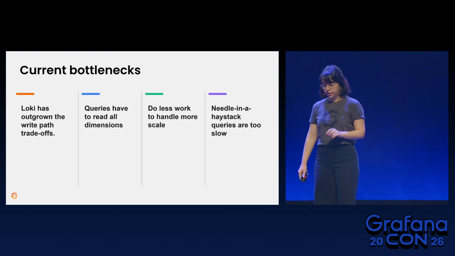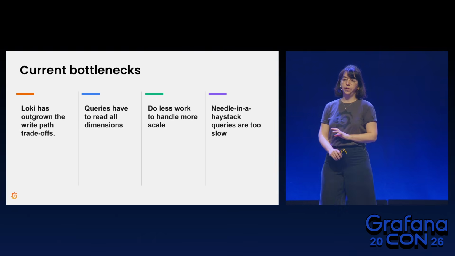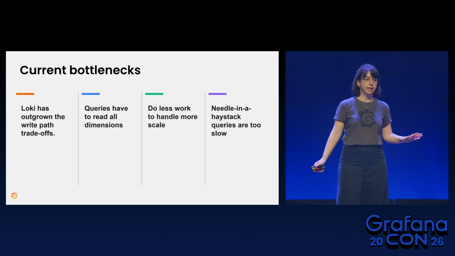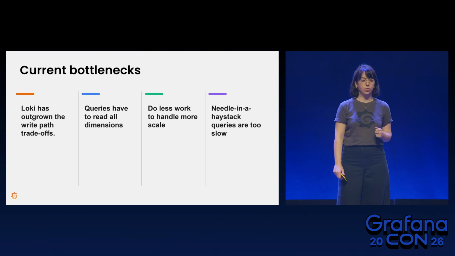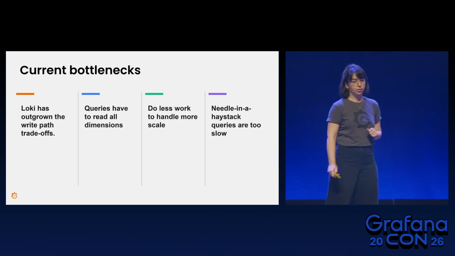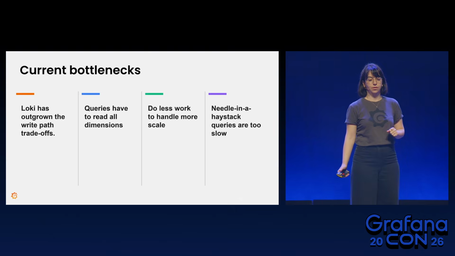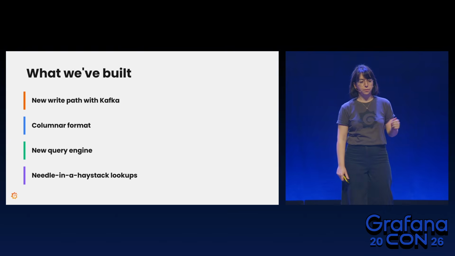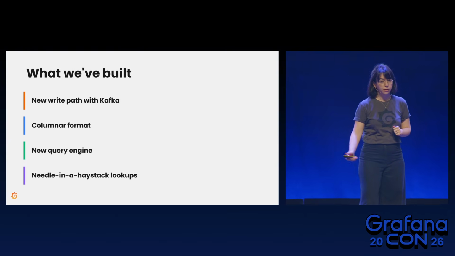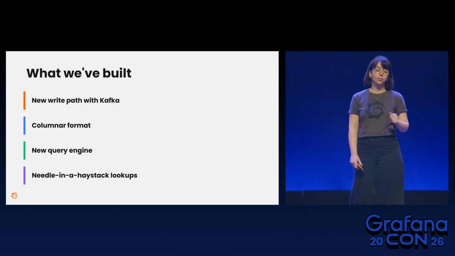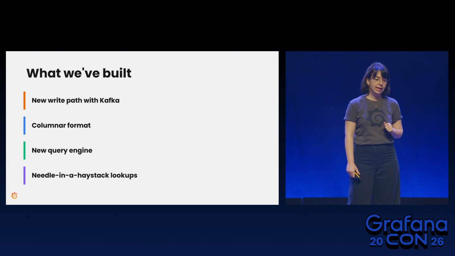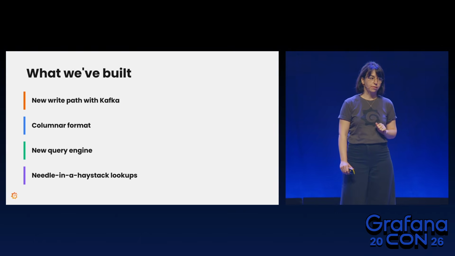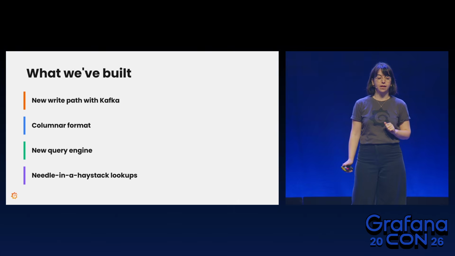And finally, looking for a specific log line with no direction to Loki, no stream selectors, is slow by definition, needle-in-the-haystack queries. So we are also going to visit new perspectives for this. So here are our 4 solutions. In a second, I'm going to walk you through the new write path. Ben and Trevor will tell you all about the columnar format and the new query engine. And Jason will give us new perspectives on how we can solve the needle-in-the-haystack lookups.